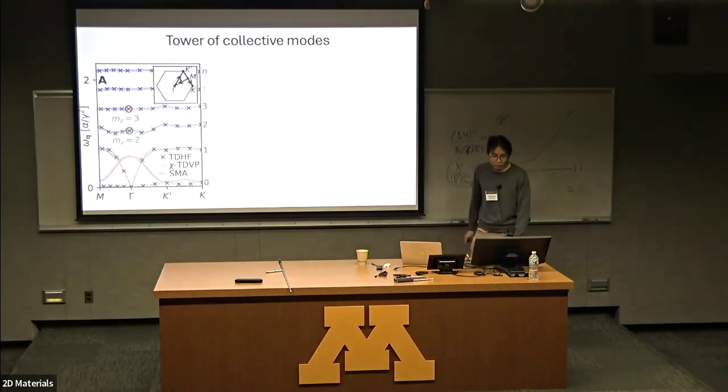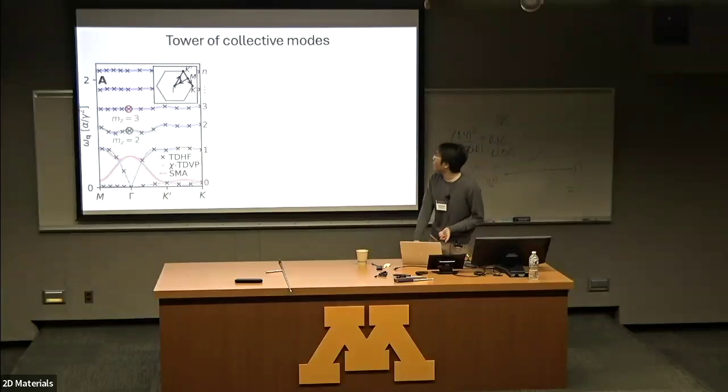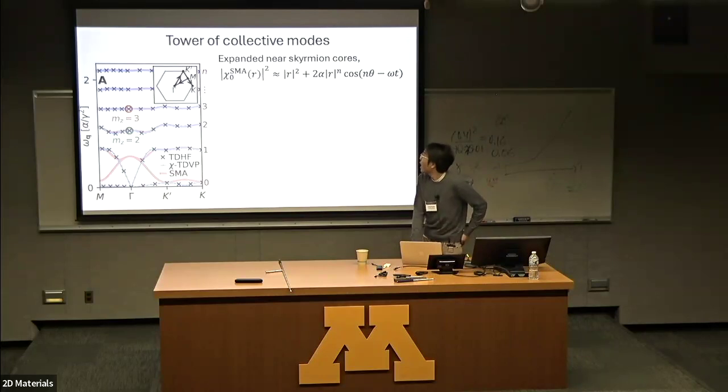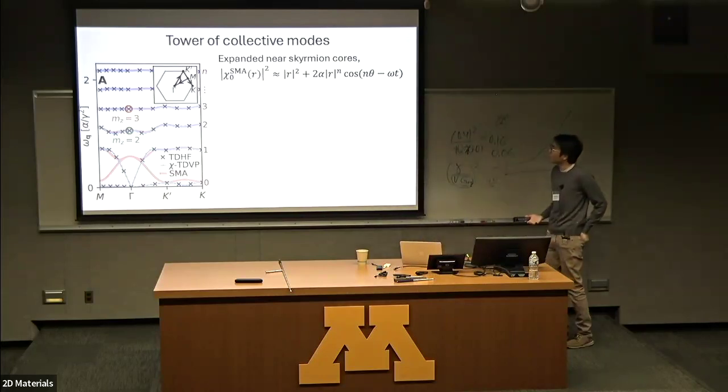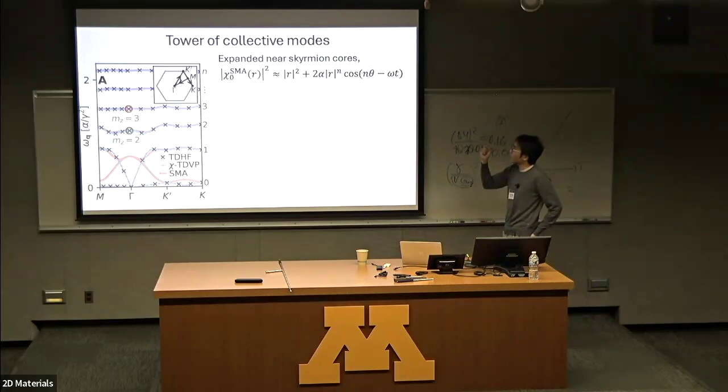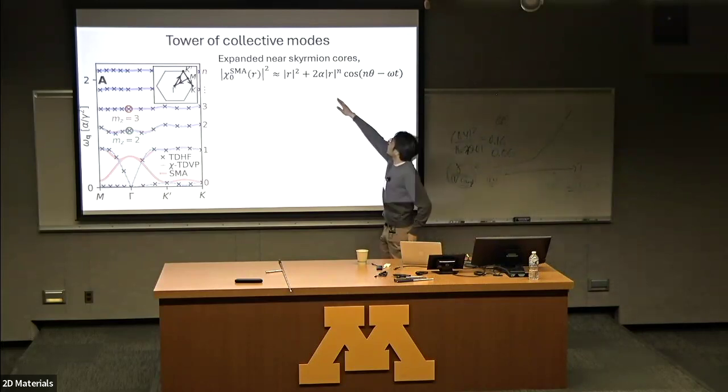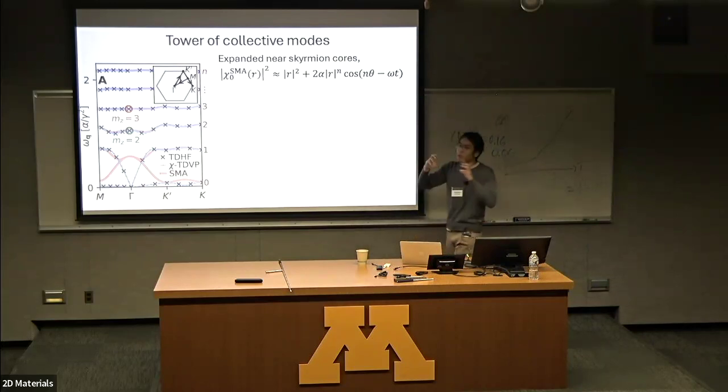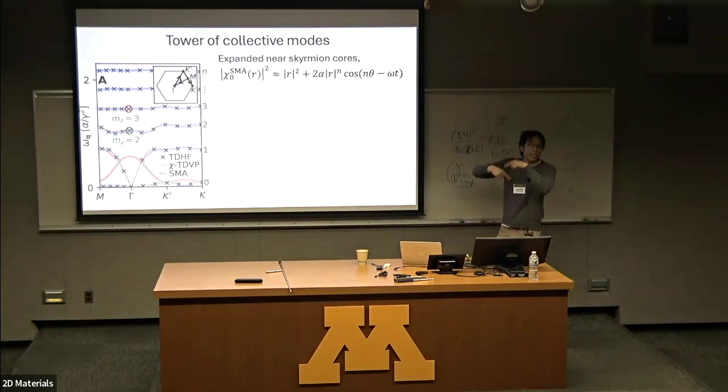So in this ideal limit, we have this tower of collective modes that you can label by an integer, and each of these can be understood analytically. If we look near the Skyrmion cores and look at the nth mode for n greater than or equal to 2, you can see what the shape of the Skyrmion is doing. It basically has an n-fold deformation of the Skyrmion shape, and this is rotating chirally with time.